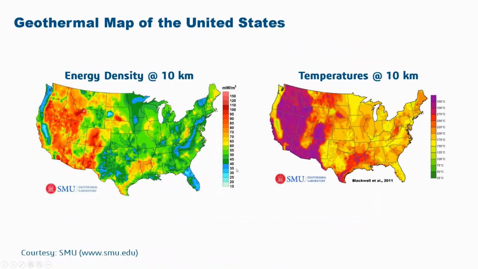And there is an abundance of geothermal energy throughout the world. What I have shown here is the geothermal map of the United States, and you can see here there is abundance of geothermal energy in continental North America, particularly in the western part of the continent.